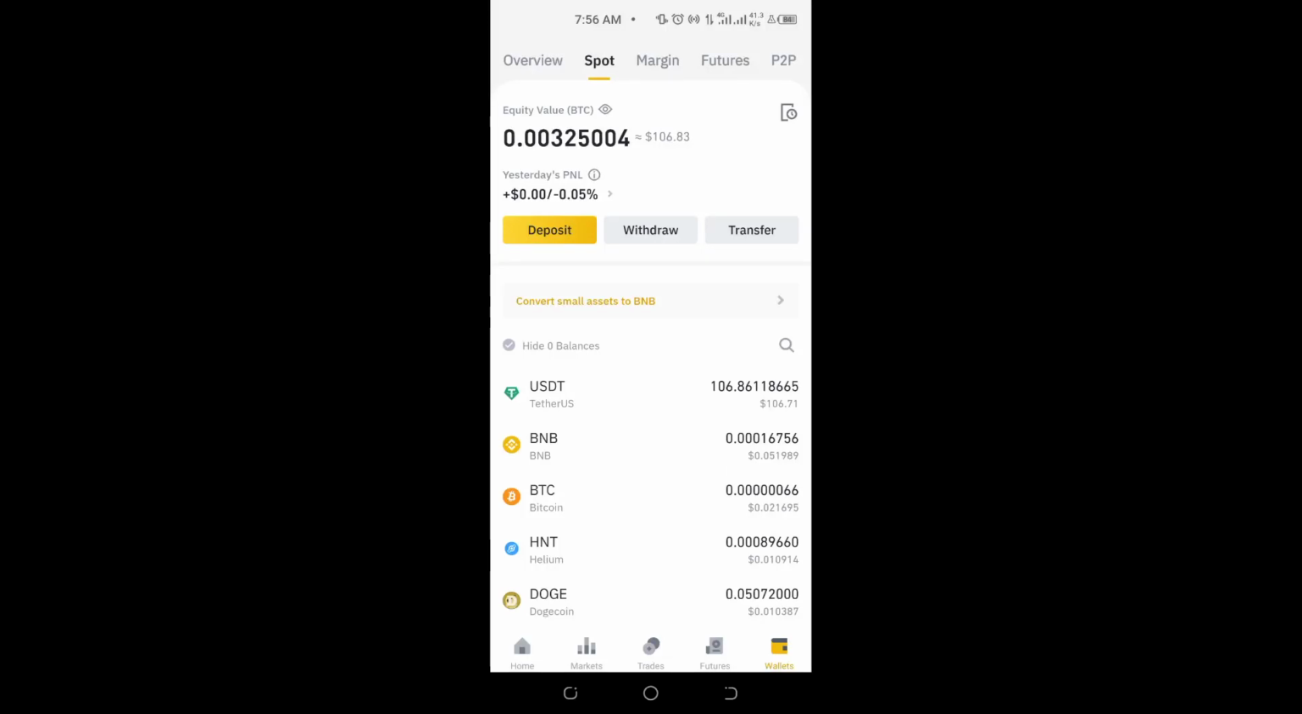All right. So today we are going to be looking at something new, how to trade futures on Binance. Before we do that, we will need to transfer some funds to our futures account. So here we are on the wallet. We click on transfer.